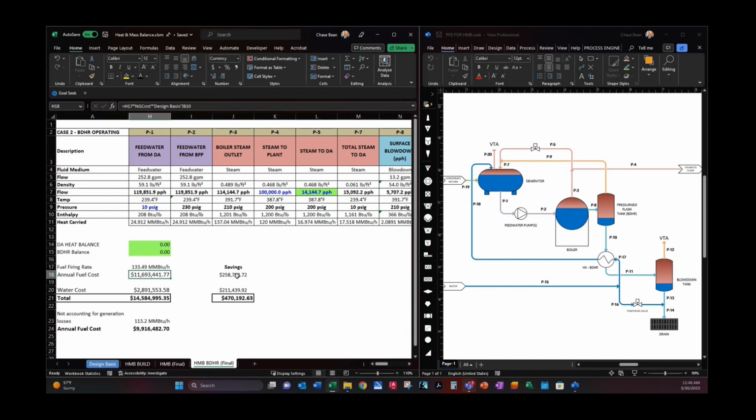You're still in the 11 millions, but you're saving $258 or $259,000. And then you're saving $211,000 of water just from your tempering water not being required. And so your total savings here is $470,000 for this blowdown heat recovery unit for a $12 million fuel cost, or original fuel cost. Well, it's not just fuel cost, it's your total cost. Again, this is down here.